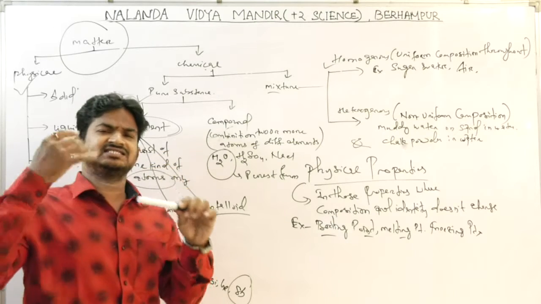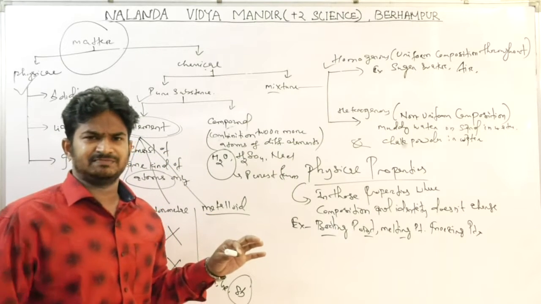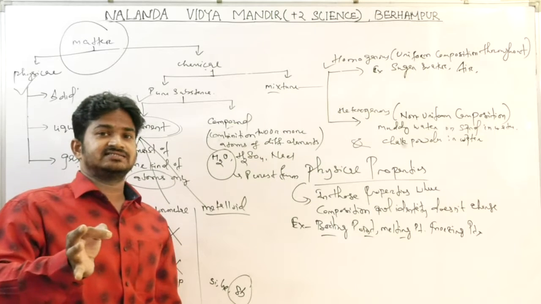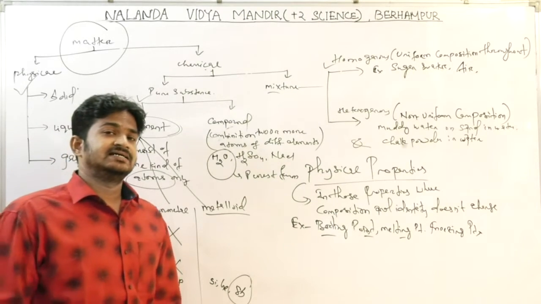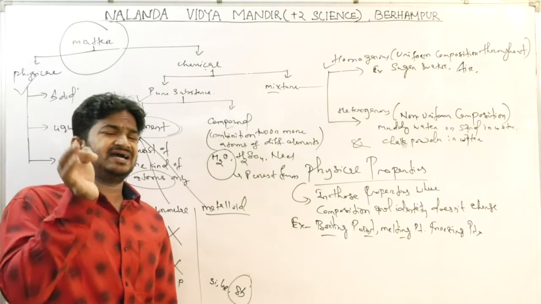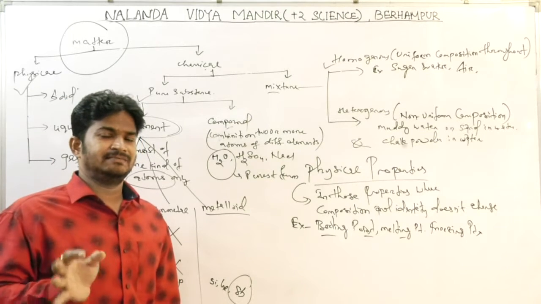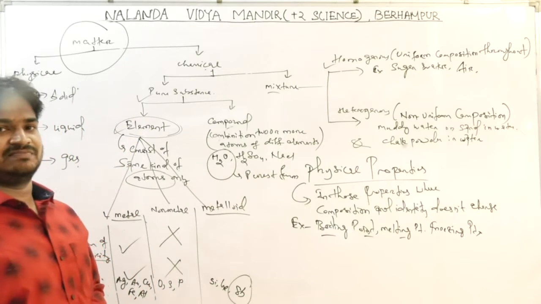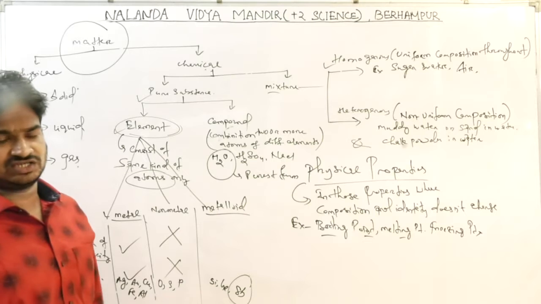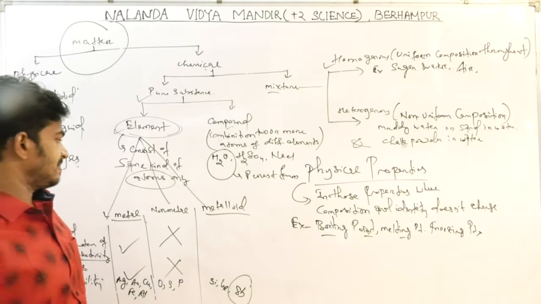This is the matter. Anything we can take is a matter. Inside it, the basic component of that matter is the atom. It is the very tiniest particle present inside the matter, which takes part in chemical combination, or we can say chemical change.